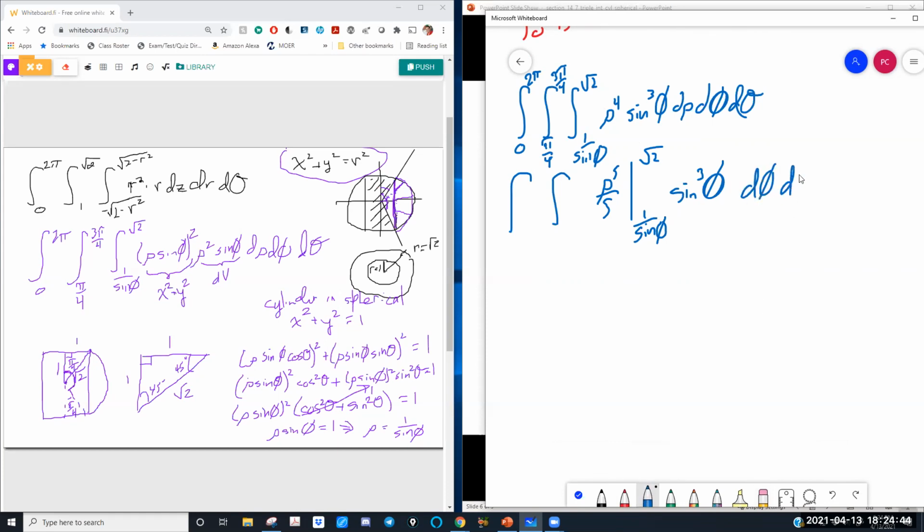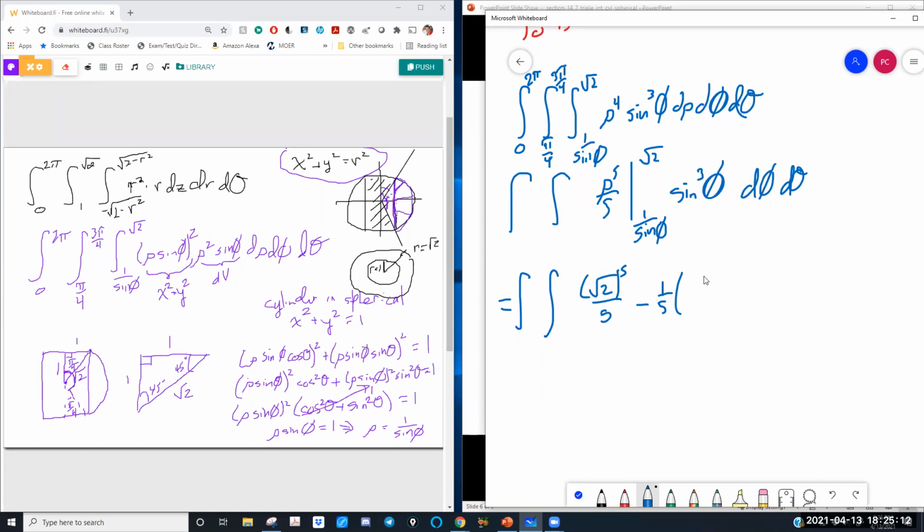D phi, d theta. I'm not going to put the limits in right now just for time's sake. I just want to work this one through just so we can kind of see what happens. So when we plug these limits in, we'll put those in later. We're going to have a radical 2 to the 5th over 5 minus 1/5.